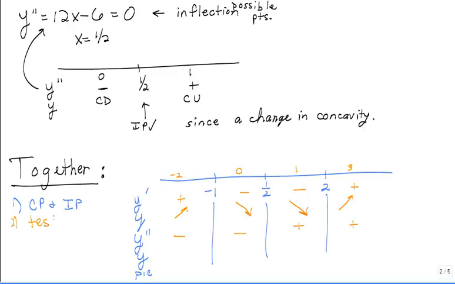Okay, so you put your critical points and inflection points on the number line, then you pick test numbers, you plug them into y prime and y double prime, and that tells you what y does. So concave down, concave down, concave up, concave up. So increasing concave down is like that. Decreasing concave down is like that. Decreasing concave up looks like that. Increasing concave up looks like that.